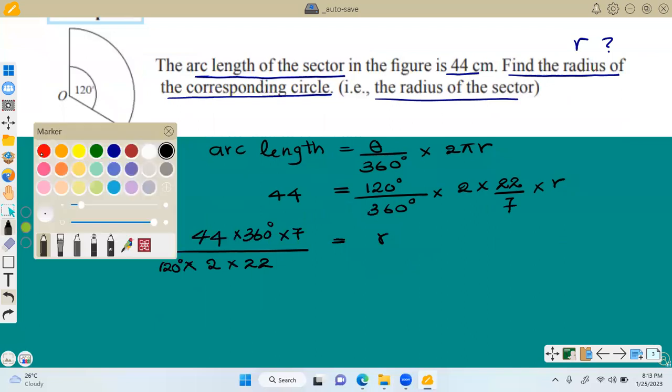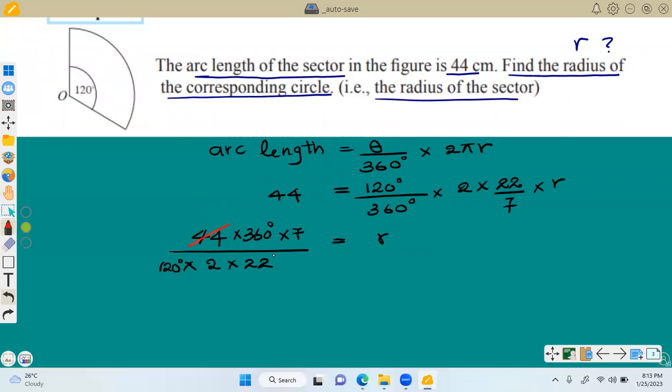Look at 44 divided by 22. It is 2. Then 360 divided by 120. It is 3. Then 2 divided by 2. It is 1. Then 3 into 7. It is 21. So the answer is 21 centimeters. The radius of the corresponding circle, or the radius of the sector, is 21 centimeters. Okay, write down this one.